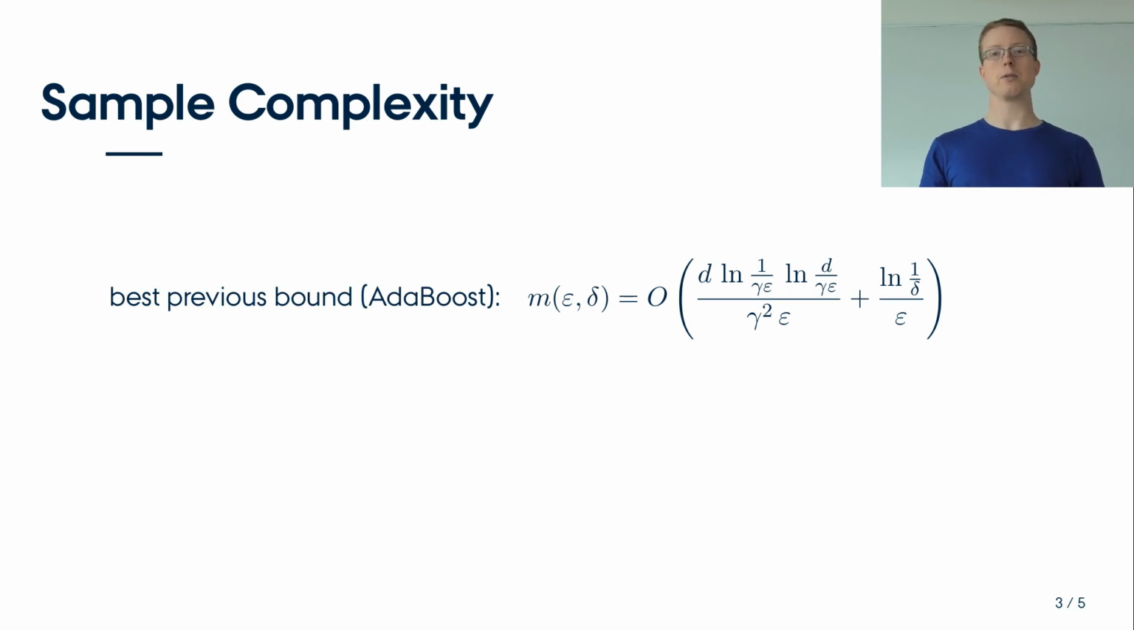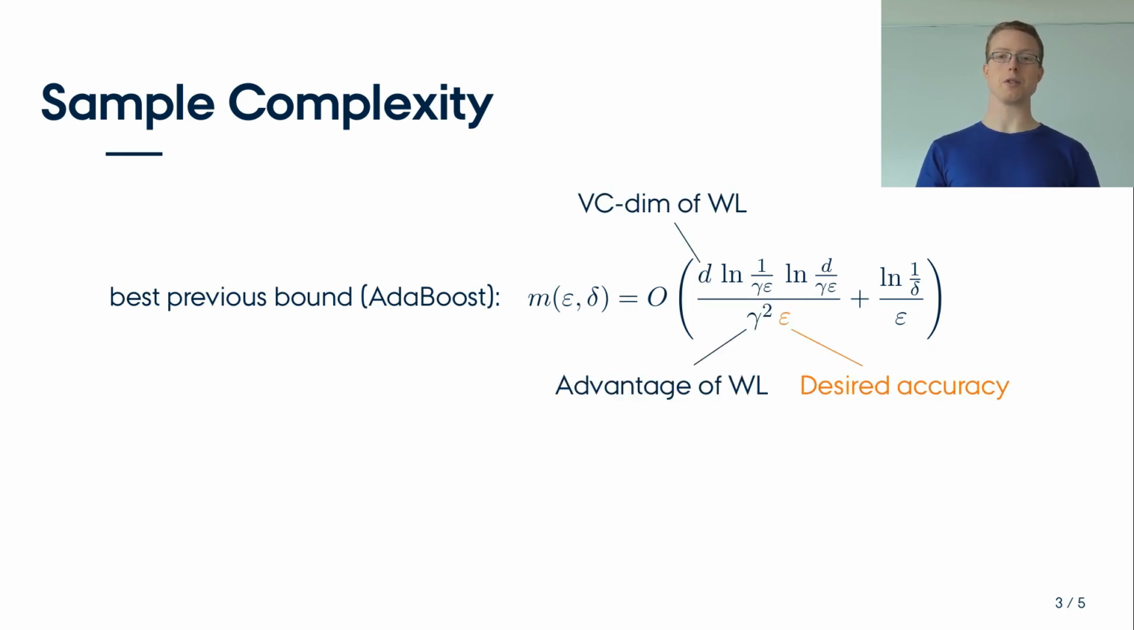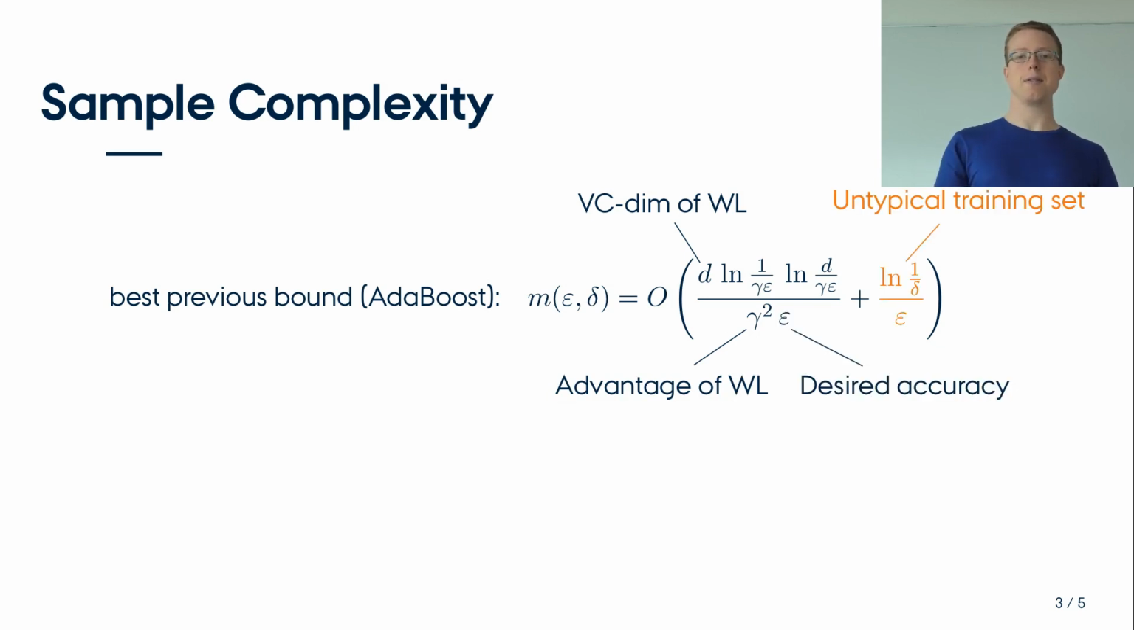This question was addressed before, so there is a previous bound for AdaBoost, and this just says that the number of training samples that we need depends in this manner, and it depends on the VC dimension of the weak learner, on the advantage of the weak learner, of course on the desired accuracy, and it also has this right hand side term that accounts for untypical training data sets.